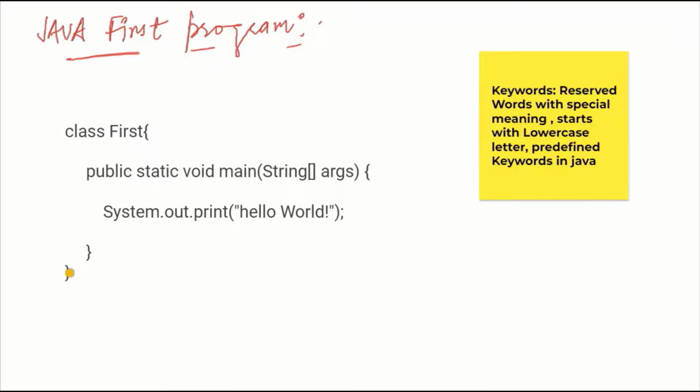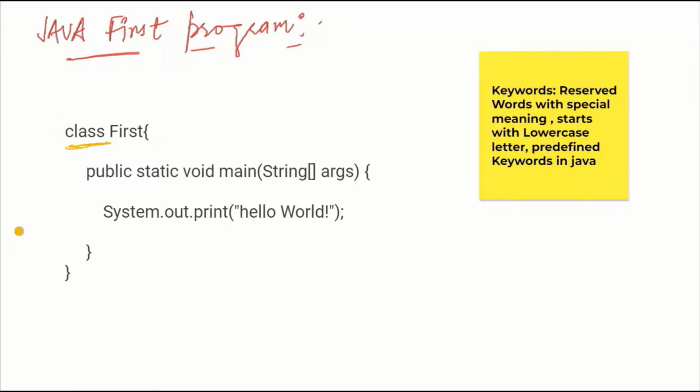Keywords are reserved words which have some special meaning and are used for a special purpose. Let's suppose in this example, here class is a keyword. Now you can't create a method name as class, and you can't create any variable name with the name class. So class is a keyword. If you have to create any class, you can only use that keyword. And keywords always start with a lowercase letter. You can see that it starts with a lowercase letter, and all these keywords are predefined in Java.